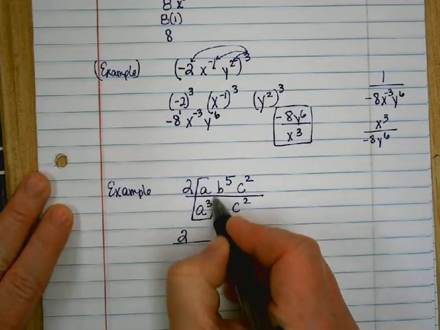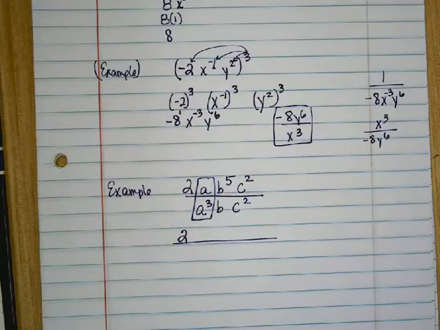Next, I want you to focus on the a. How many a's do you have in the top? 1. How many a's do you have in the bottom? 3. You subtract their exponents. Okay? Now, 1 minus 3 gives you what? That'd be negative 2 in the top if you did 1 minus 3, and you'd end up having to move it to the bottom. What if you did 3 minus 1? What would you get? 2, and you just leave it in the bottom. How do you know whether to do the top minus the bottom or the bottom minus the top?